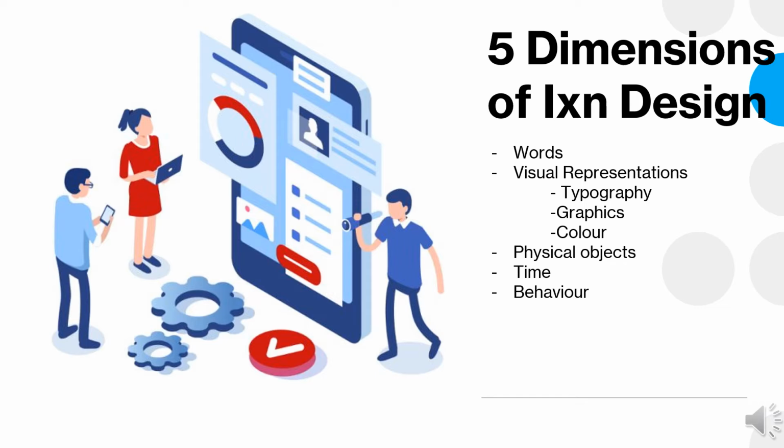The dimensions of interaction design are basically just the language that we use to communicate with the users, or the instructions that we put on the screen that are going to be followed by the users. And there are 5 dimensions of interaction design, which are words, visual representations, which is further divided into 3: typography, graphics, and color. We have physical objects, time, and behavior. And we will look at each one of those separately in the next series of slides.